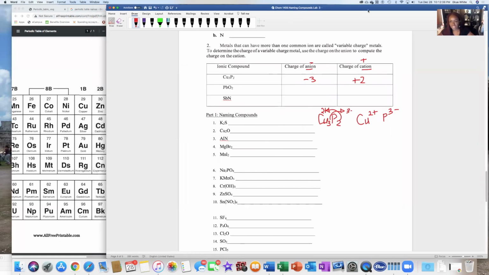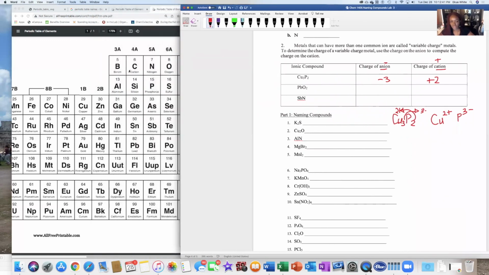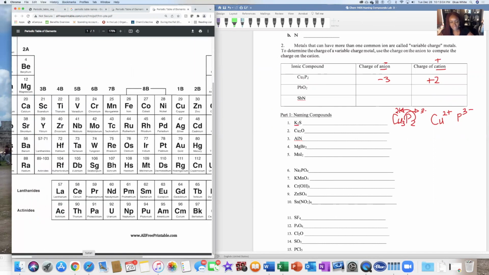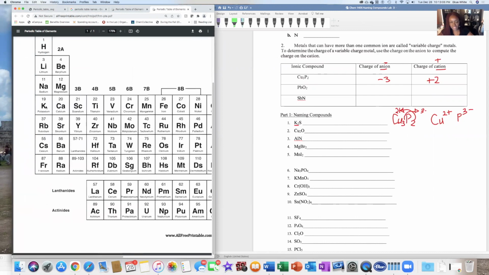So let me scoot this to the side a little bit so we can see. On our left here, we know that the zigzag goes through here like this. And the zigzag separates the non-metals from the metals. So we have potassium here as a first element. We know potassium is a metal because it is to the left of the zigzag. So potassium is a metal.